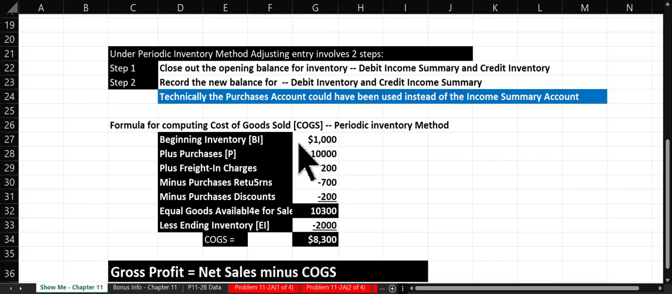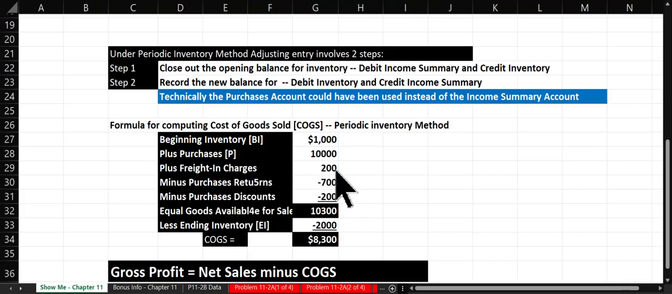So we start with inventory that we currently have. It could be zero if we have no inventory at the present time. If we do, then we add to it the amount that we bought during the period. So we add purchases. If we also had to pay for the freight charge, that would be added. And then we would subtract any returns.